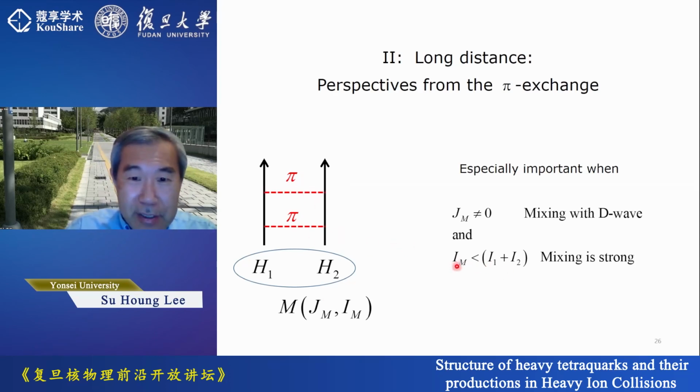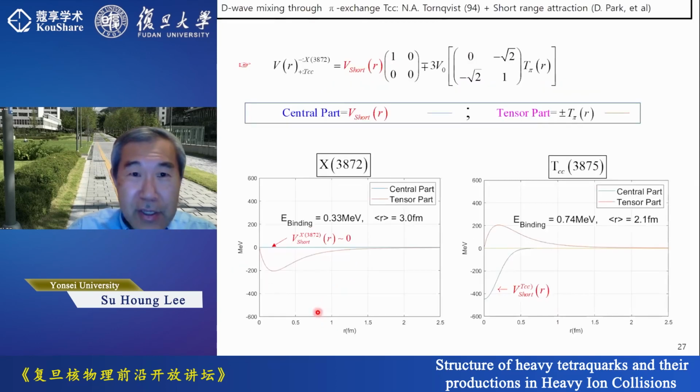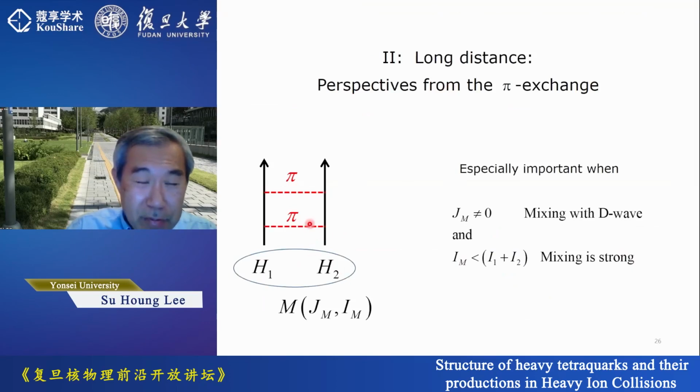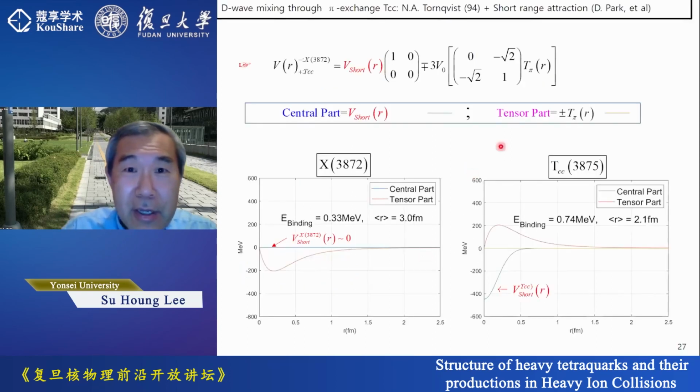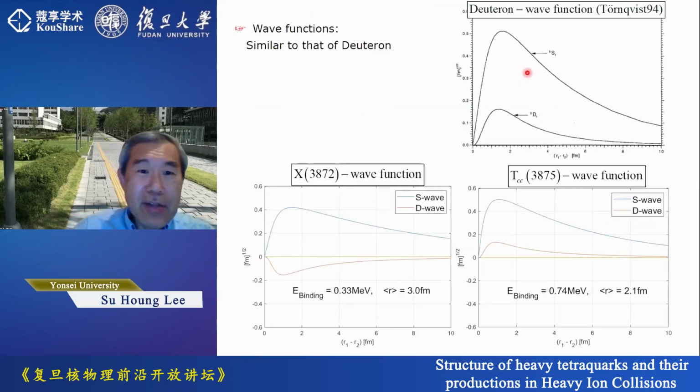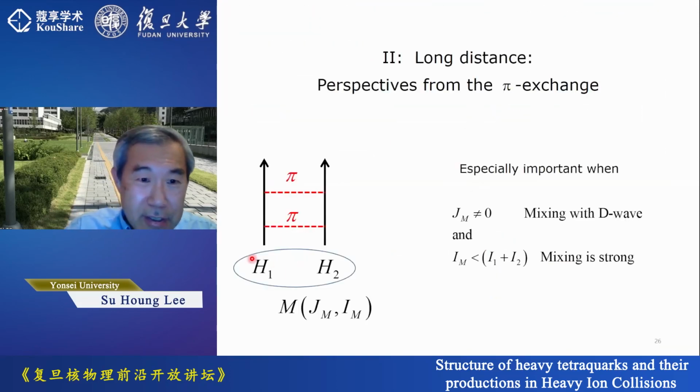Now, what that means is if this isospin is zero, then there is a D wave mixing, and if the spin is non-zero, what that means is the following. If you try to construct the potential between this state and this state in the heavy quark limit, then because of these quantum numbers, there is the mixing between the so-called S wave state and D wave state. What that means is this is assuming the orbital angular momentum between H1 and H2 is zero.